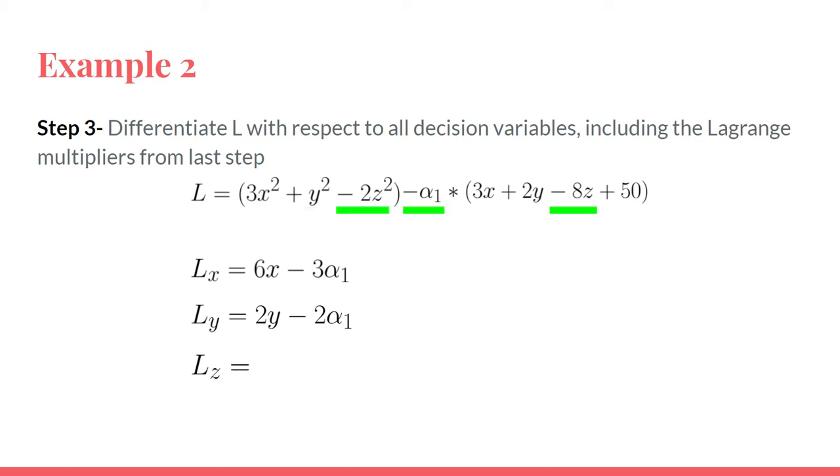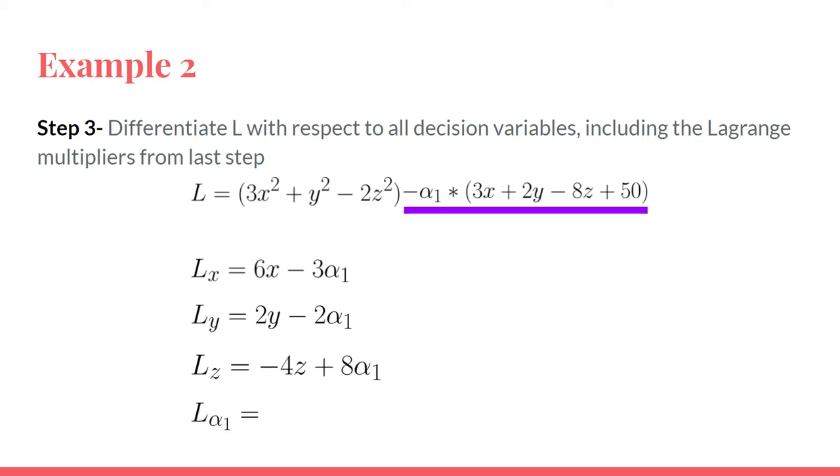We then differentiate L with respect to z. The terms in L that have z inside of them are minus 2z squared from the objective function and minus alpha 1 times minus 8z from the constraint. Thus, L sub z is going to be equal to minus 4z plus 8 alpha 1.